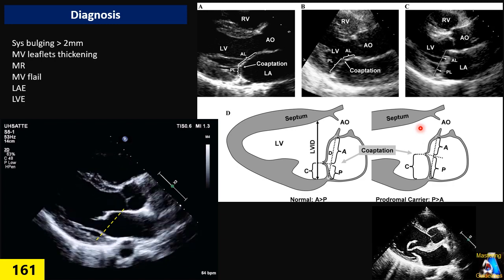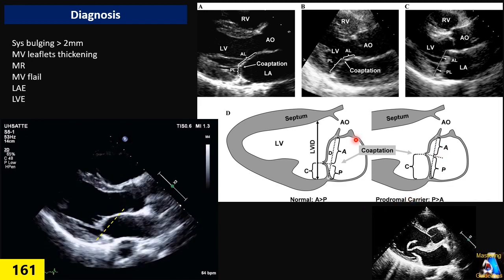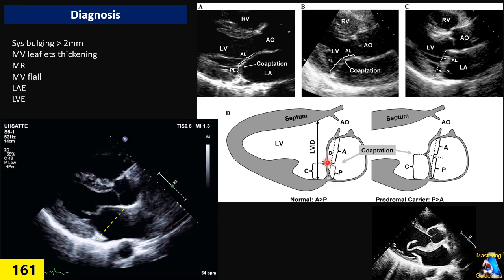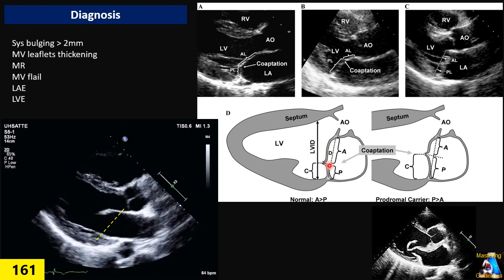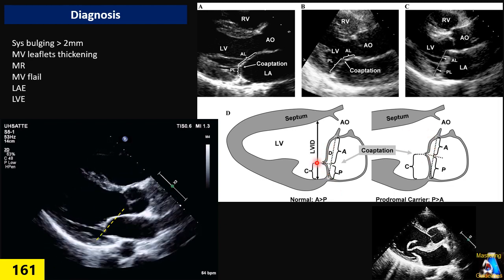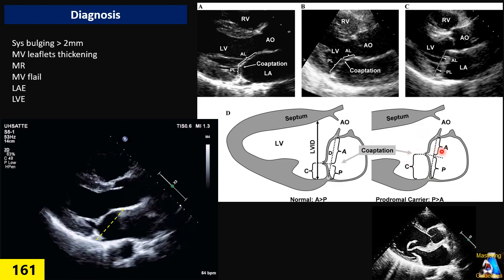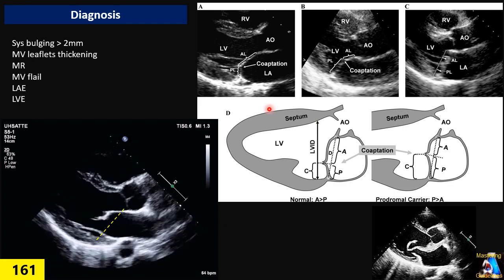Another variant of coaptation we call Pro-dormal Carrier. In those cases, the coaptation is central or anterior because the posterior mitral valve leaflet becomes longer, and so we have coaptation central or anterior. Those types of cases are susceptible to developing mitral valve prolapse.